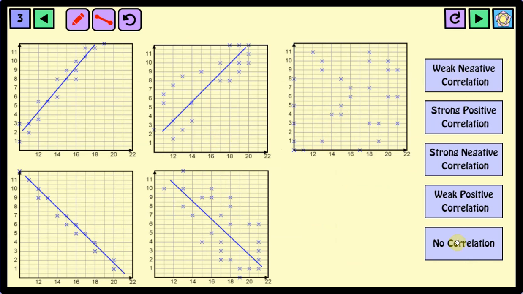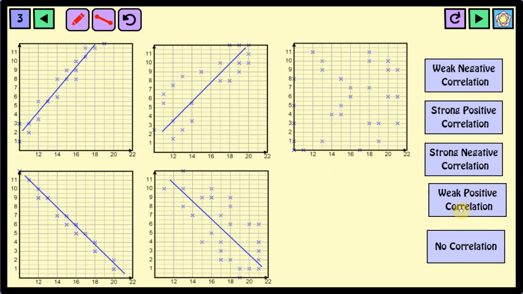There's these 5 graphs and 5 tags. So if we were in class we'd drag them about. Can you pause the video and just see if you can match these up with positive, strong positive, negative, strong negative, and no correlation?